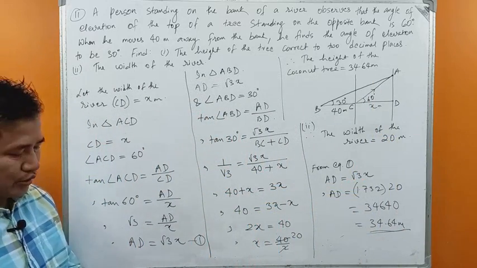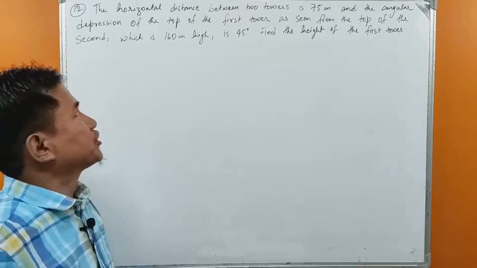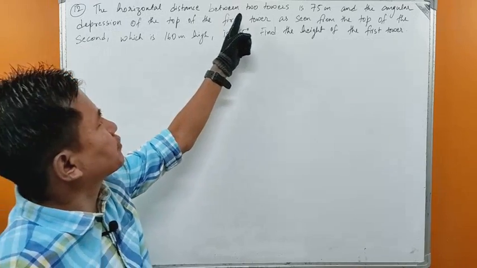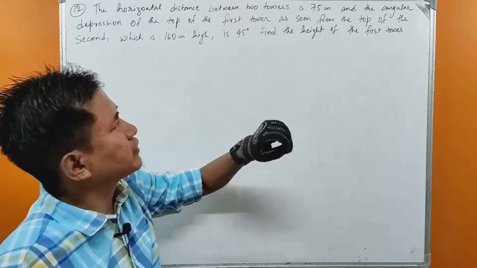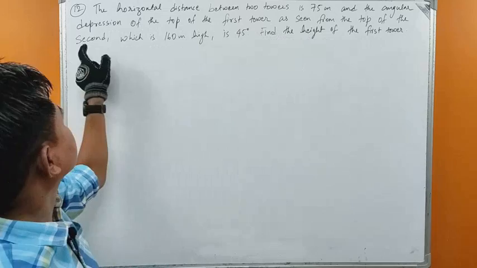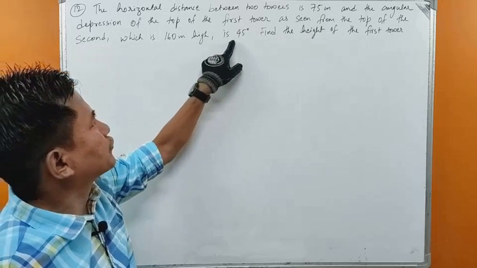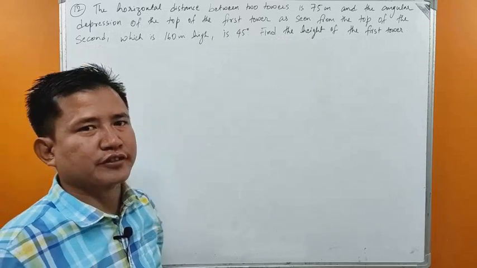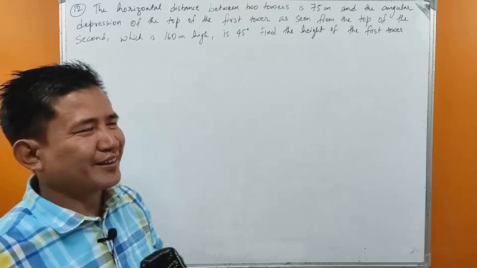Now let us do question number 12. The horizontal distance between two towers is 75 meters and the angle of depression of the top of the first tower as seen from the top of the second, which is 160 meters high, is 45 degrees. Find the height of the first tower. Let us draw the diagram and understand the question.